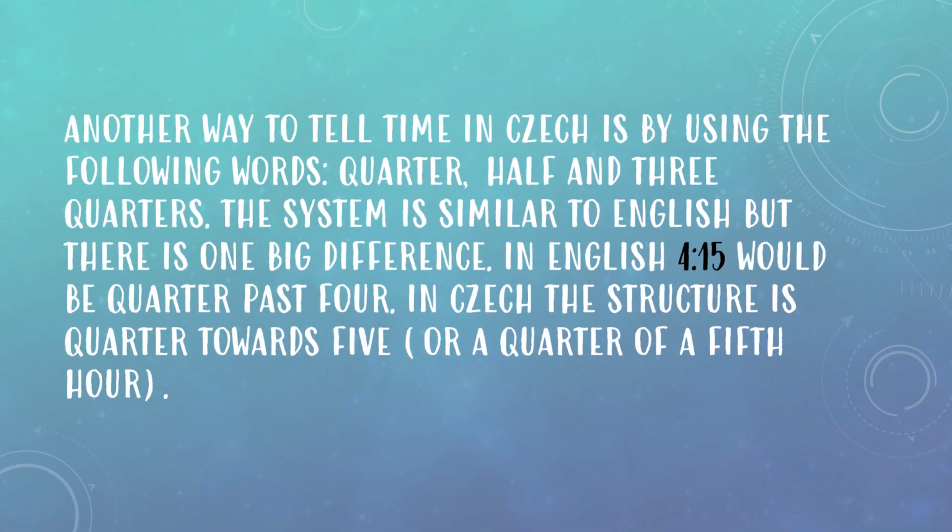Another way to tell time in Czech is by using the following words: quarter, half, and three quarters. The system is similar to English, but there is one big difference. In English, 4:15 would be quarter past four. In Czech, the structure is a quarter of the fifth hour. So in English, we think past a certain time. In Czech, we're using basically fractions. We're taking fractions of a future time.